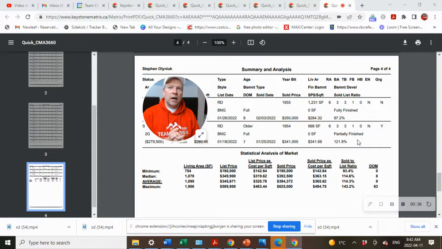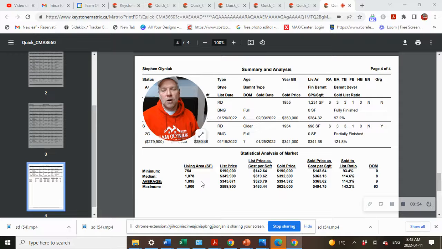How many of them sold above asking? How many sold right at asking? How many sold below asking? Well, there were 28 that sold above asking of the 34 homes on the market. One sold right at asking and five sold below asking. If you're curious about that, reach out to us. We can have a conversation. Let's look at some of the data.